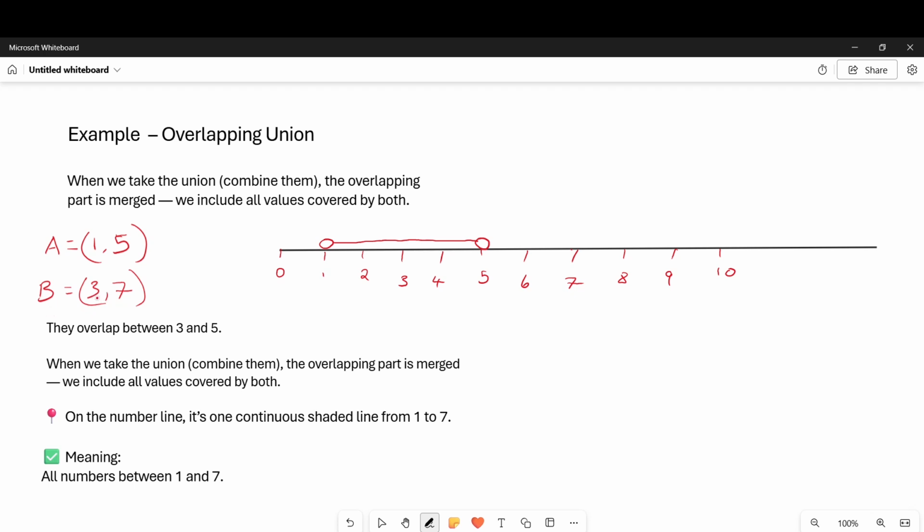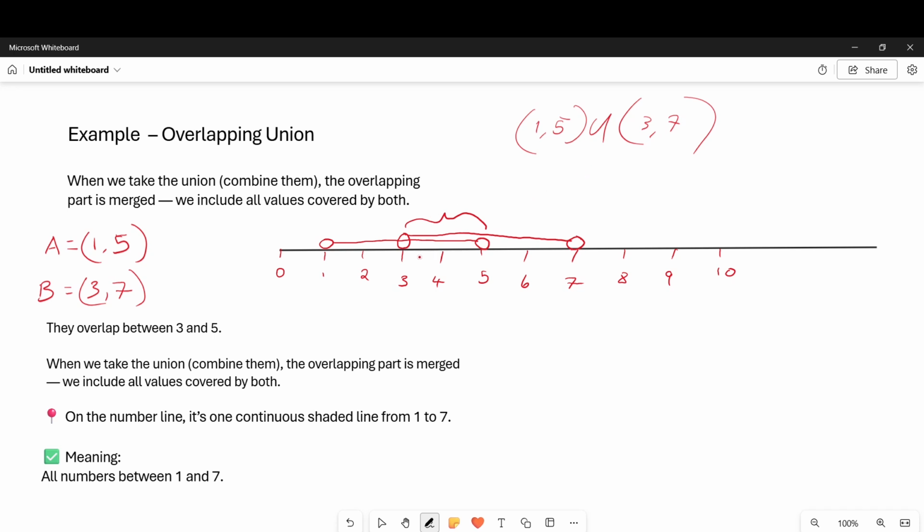Let's mark B. 3 and 7 are both not included. So I write an open circle at 3 and an open circle at 7. Then I am connecting these. So A is 1 to 5, then B is 3 to 7. See, there is an overlapping region here, covered by both. When combining, as per the previous example, we would write 1 comma 5 union 3 comma 7. This is how we write the union symbol.